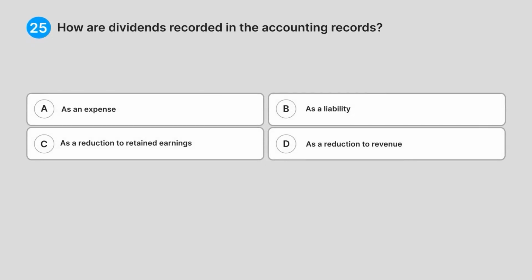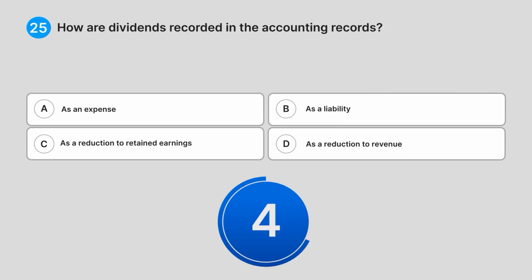25. How are dividends recorded in the accounting records? A. As an expense. B. As a liability. C. As a reduction to retained earnings. D. As a reduction to revenue. Can you guess the answer?